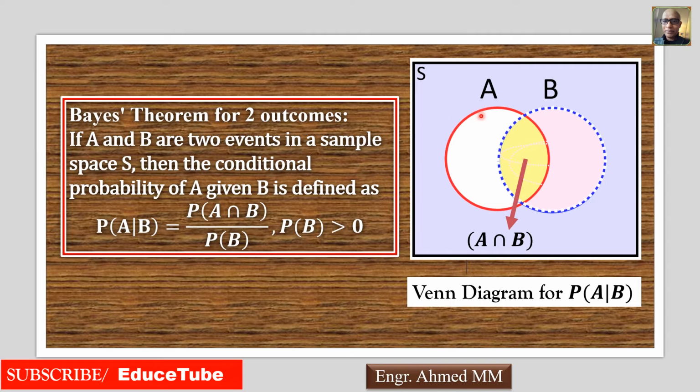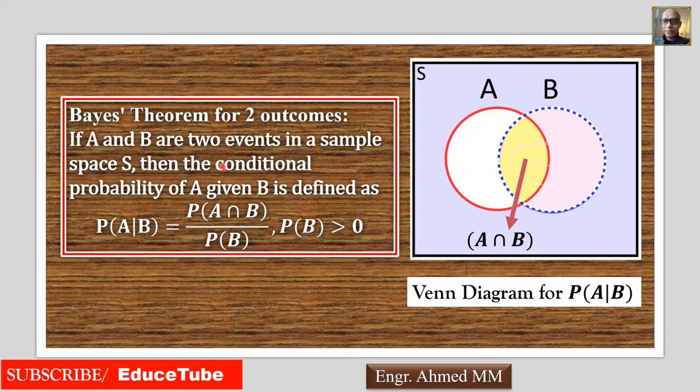Here there are two events A and B. Some portion from both is overlapping. I put yellow color. We can call this portion the intersection of A and B. That's what I have written here: A intersection B.